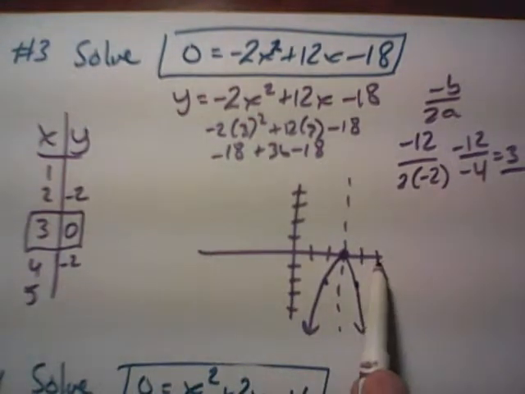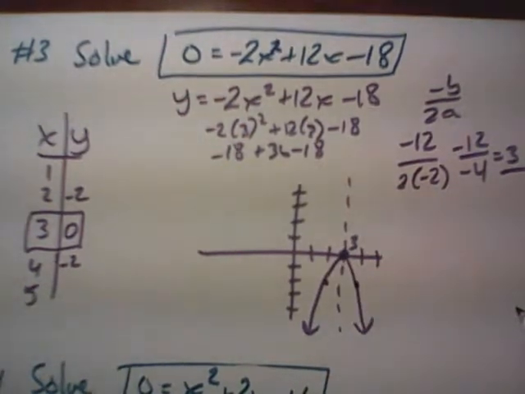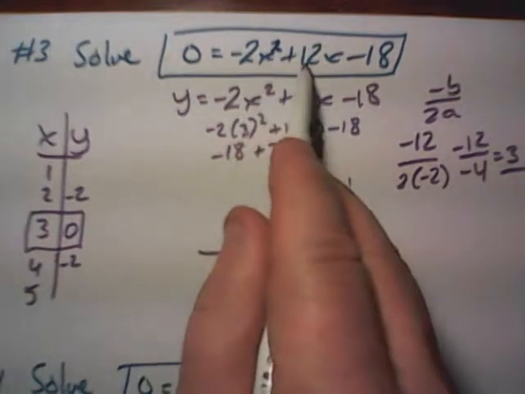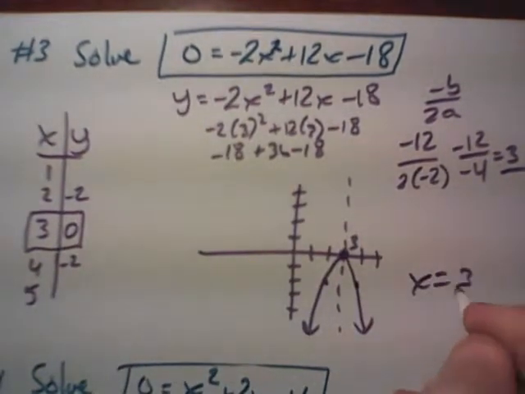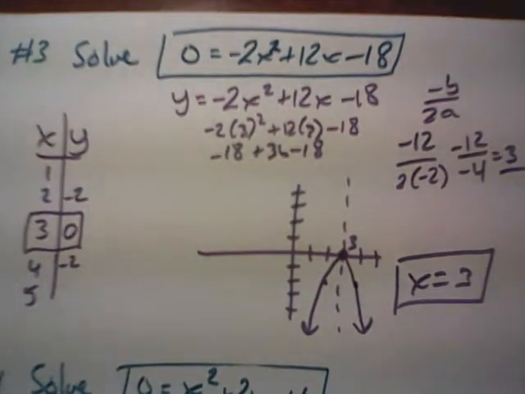How many times does it hit the x-axis? Well, the only place that it hits the x-axis is right here when x is 3. So this only has one solution. There's only one number that I can plug in for x that makes this equal to 0, and that is when x is 3. And that is my solution.